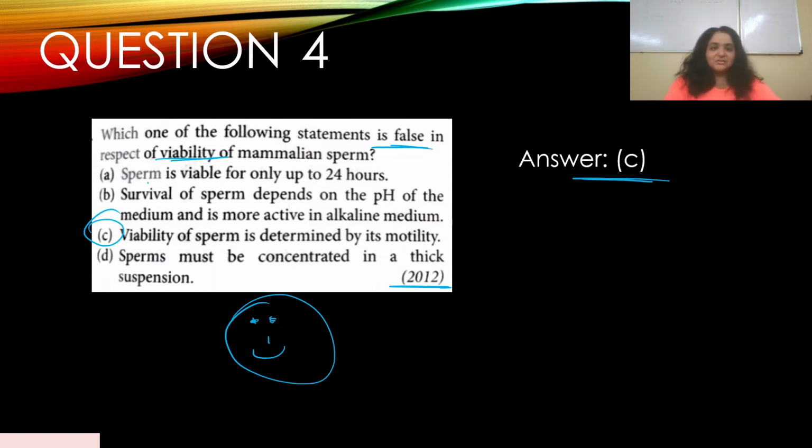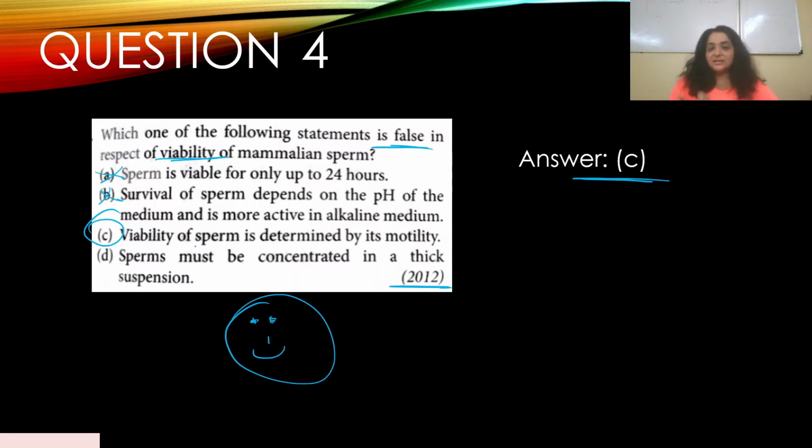Sperm is viable for only up to 24 hours. Yes, that is true, but it does not apply here because we have to find the false statement. Survival of sperm depends on the pH of the medium, and is more active in alkaline medium. Yes, that's true. Viability of sperm is determined by its motility. No, that's incorrect. There are other tests that determine whether a sperm is viable. Just because the sperm is not moving doesn't mean it's dead, so that is not a criterion to determine viability.